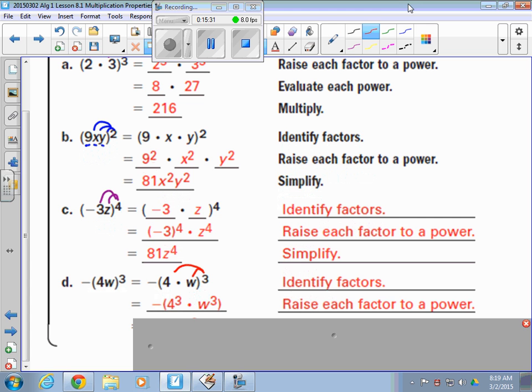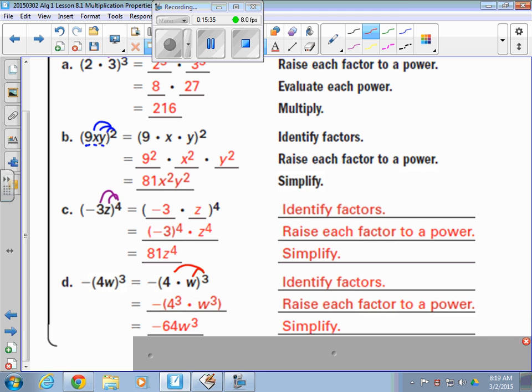Then simplifying 4 to the third. We know 4 times 4 is 16 times 4 is 64. It doesn't matter if this is positive or negative right here. Or does, but it's going to become negative when you have that negative 1 out front that you're going to multiply by. So negative 64w to the third power for that one.